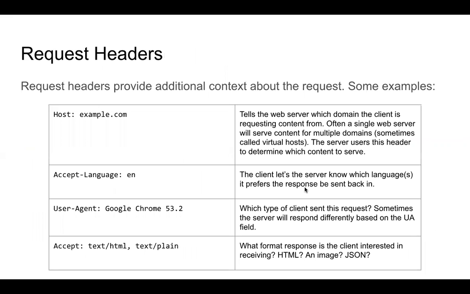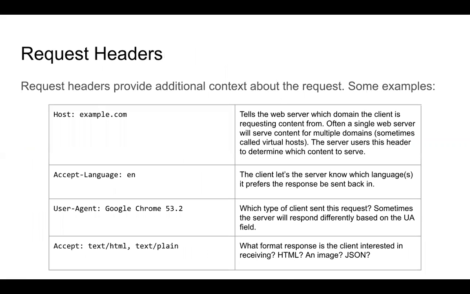So other types of request headers you may find. The most common one is host, example.com. That would tell the web server which domain the client is requesting content from. Often a single web server will serve content from multiple domains. They're sometimes called virtual hosts. The server uses this header to determine which content to serve.